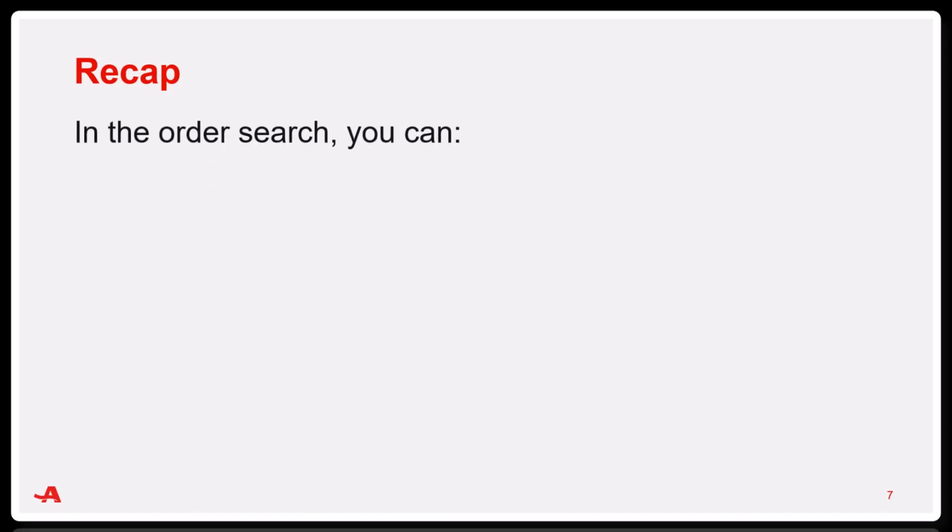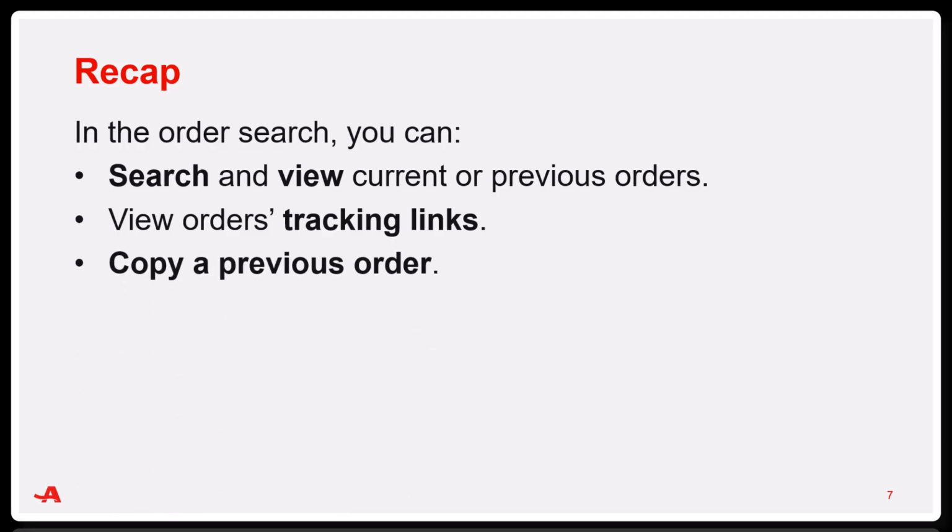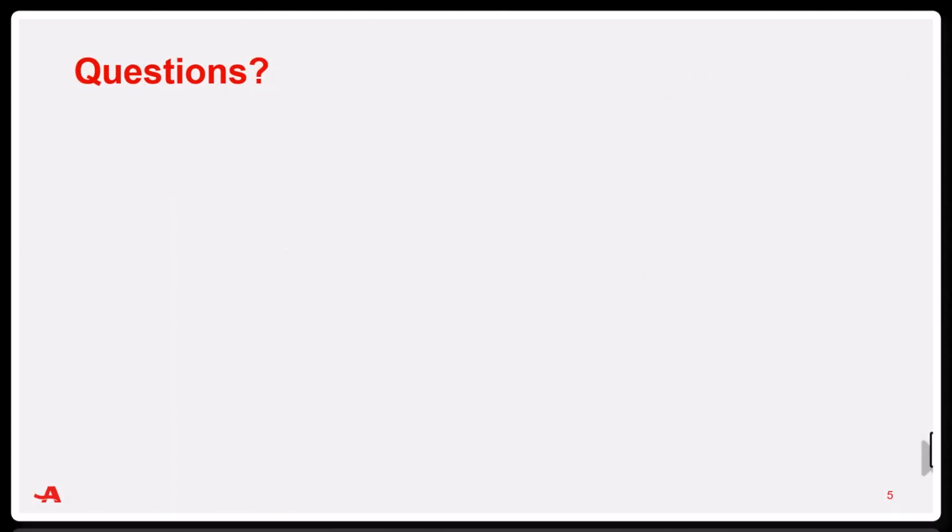Speaking of the order search page, it's quite helpful. From there you can search for and view current and previous orders. You can see the tracking links for your orders once they become available. And as we just mentioned, we could copy previous orders from this page. And that's it. You're officially ready to order materials like a pro.